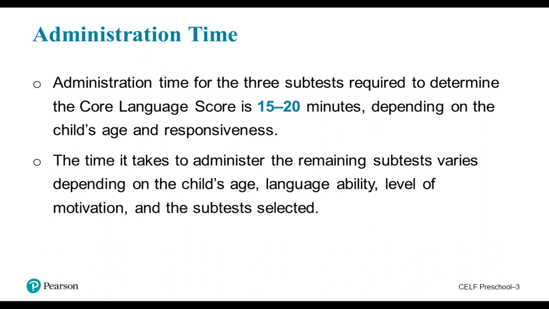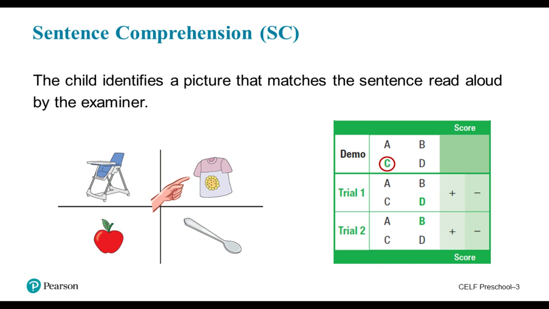Administration time for the 3 subtests required to determine the core language score is 15 to 20 minutes, depending on the child's age and responsiveness. The time it takes to administer the remaining subtests varies depending on the child's age, language ability, level of motivation, and the subtest selected.